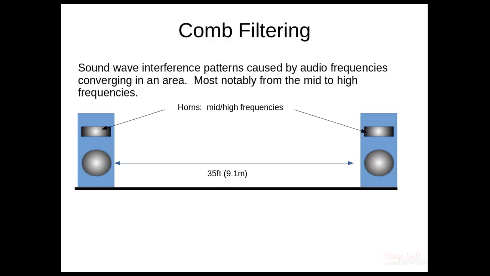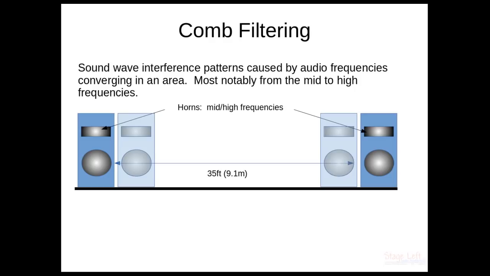So we have a couple of speakers sitting on the stage, and we can just say that these are 35 feet apart, maybe what a normal stage would be. Comb filtering starts occurring most noticeably and very prominently when you start adding more identical speakers to the stage. When you have two speakers, one on the left, one on the right, the comb filtering is very, very minimal. And if any of it starts occurring, it's usually way in the back of the audience area.